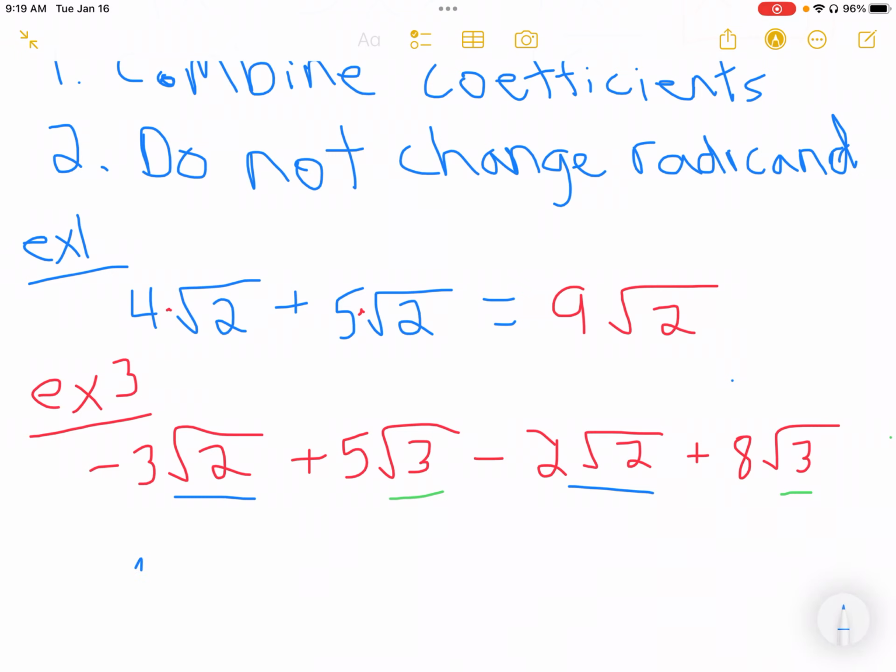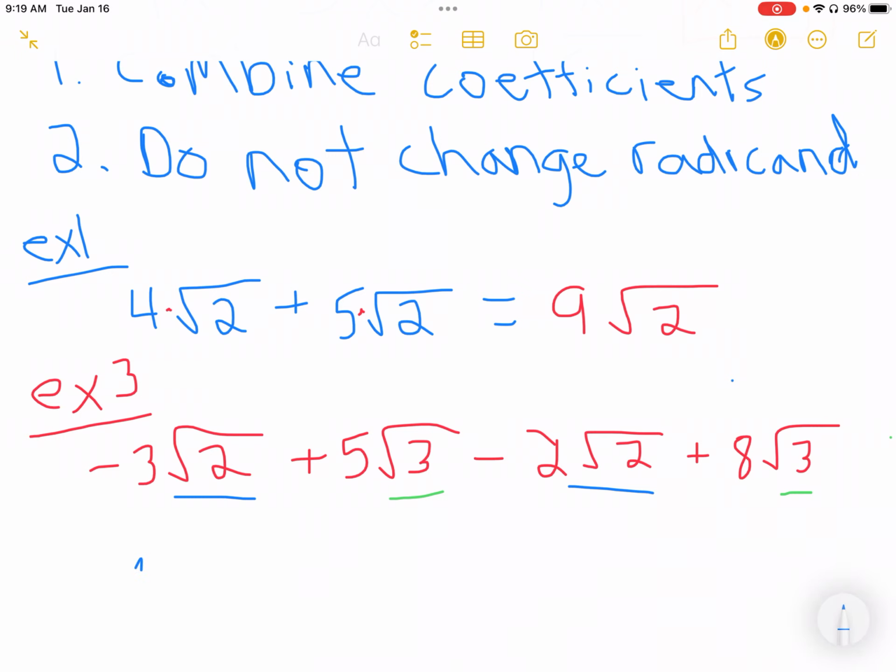Okay? Just like if I had minus 3x and minus 2x. And then for my root 3's, I have 5 of them first right here, right? And then I have 8 later, so that means if I add them together, I get 13 root 3. There you go. That's it. Okay? And I'll just highlight those two.